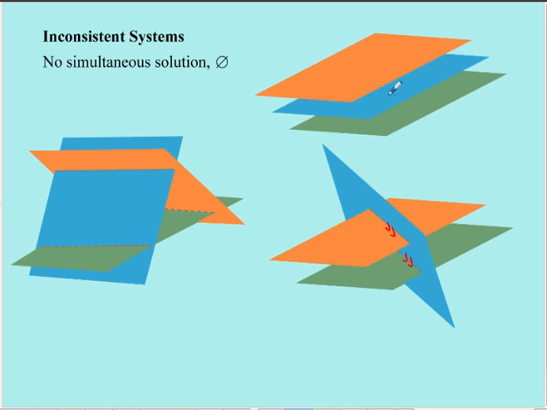Then we have three planes that are parallel but distinct from each other, so they'll never touch. And then less interesting than that is if we were to merge two of these planes together and then have that third plane, that would also be parallel but distinct.